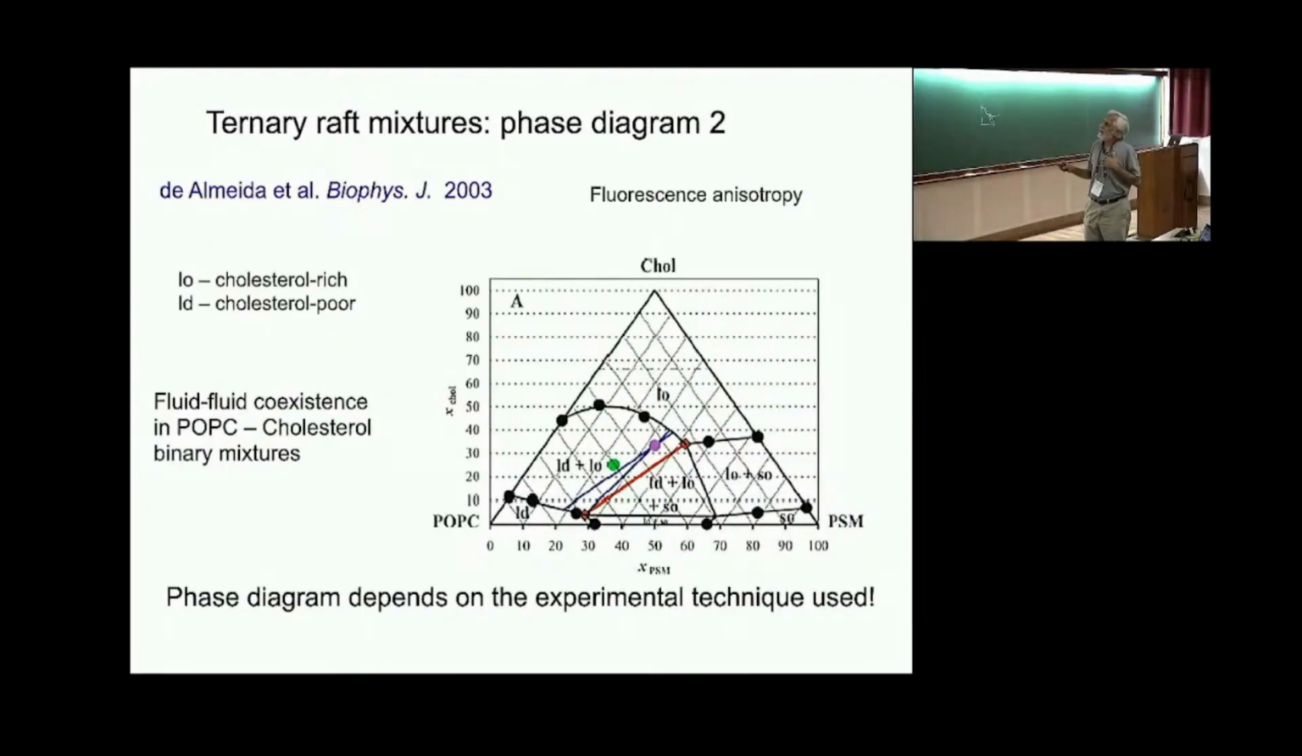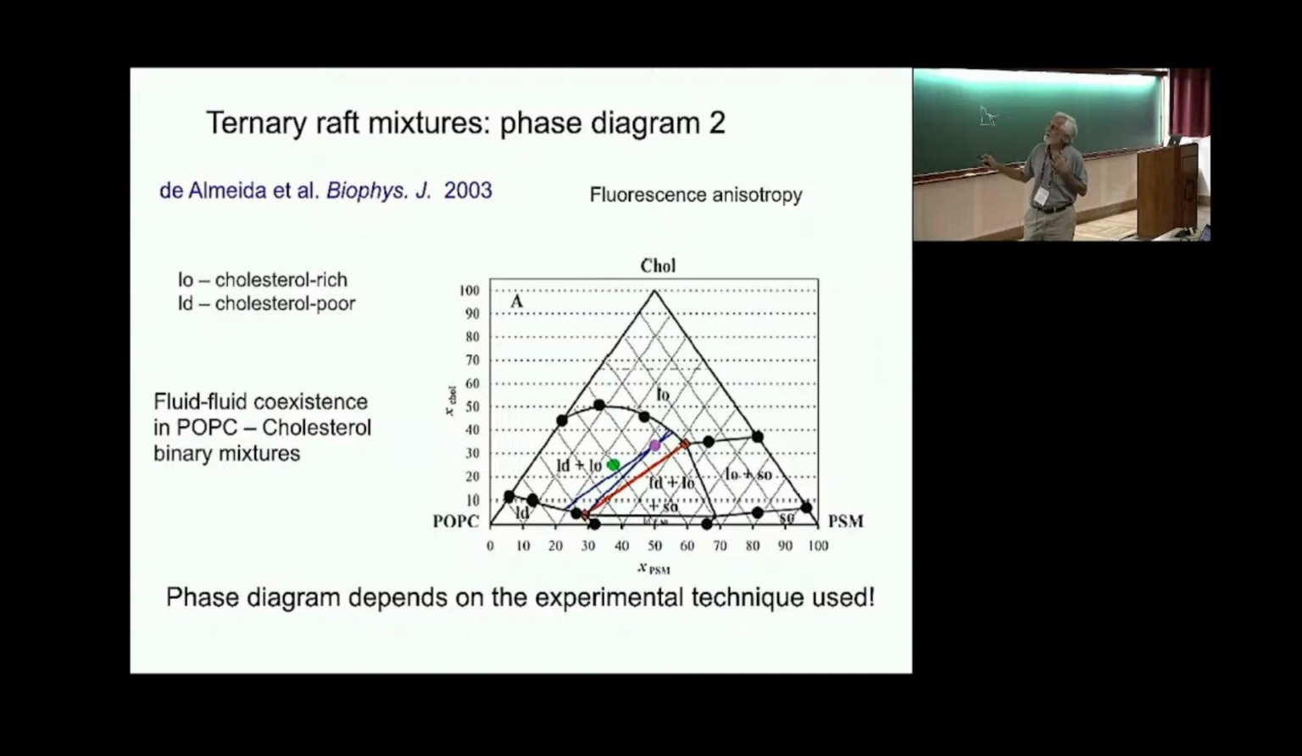Now, there's another phase diagram, again of a different raft mixture. The only difference is that these two lipids are slightly different. But the more important difference is that the phase diagram is quite different now. You do not have just a confined region of phase coexistence. The coexistence also extends to this boundary. For example, the POPC cholesterol boundary also shows a coexistence of two fluid phases.